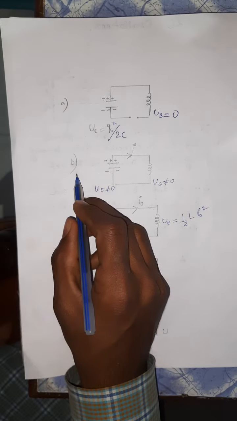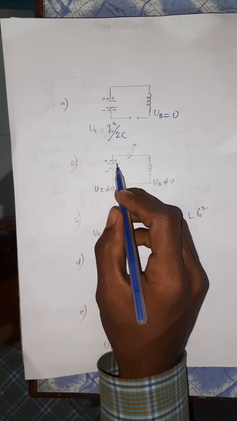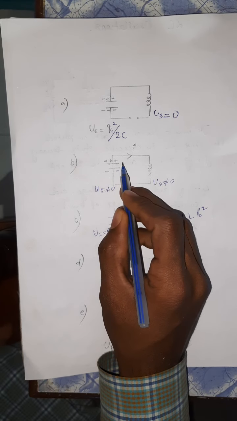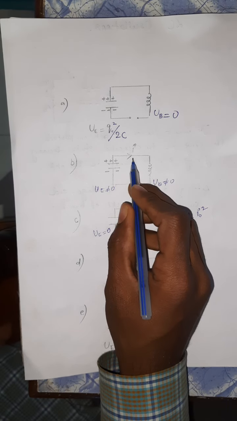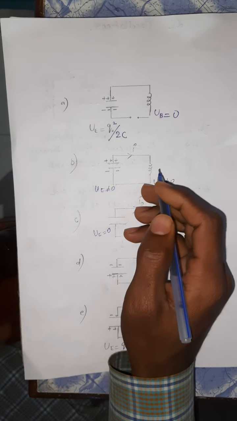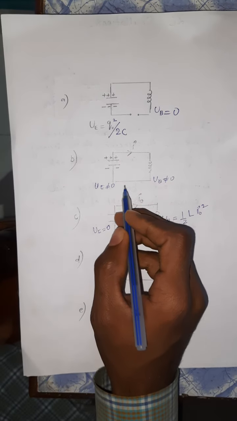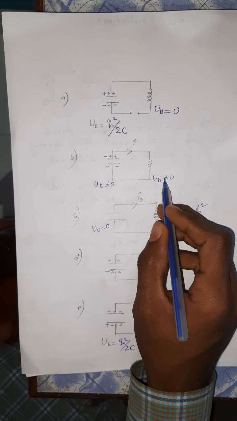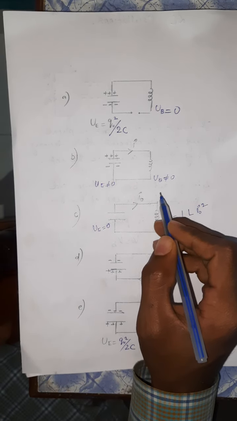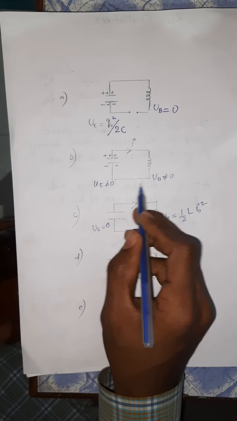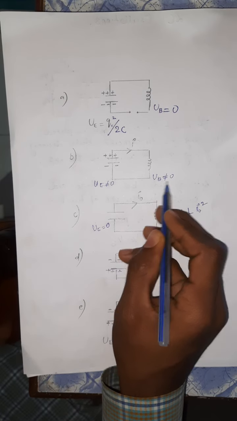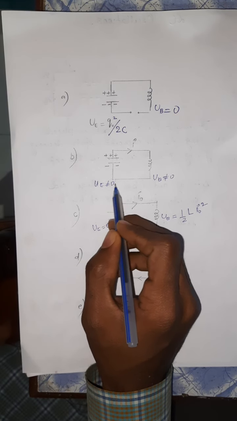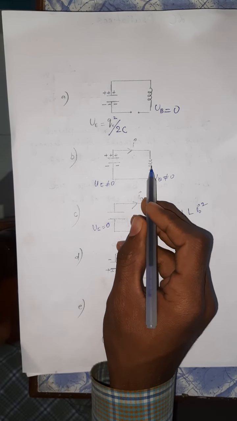But in diagram B, when the capacitor starts to discharge, means the charge is decreasing, there is appearance of current in the circuit. So slowly the capacitor will have some energy, and as well as the inductor will store some energy. That's why I have not written 0 here. UE will have something and the inductor will also have something.